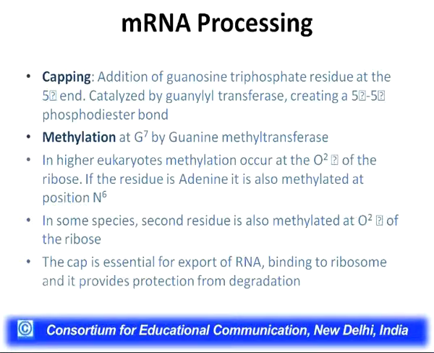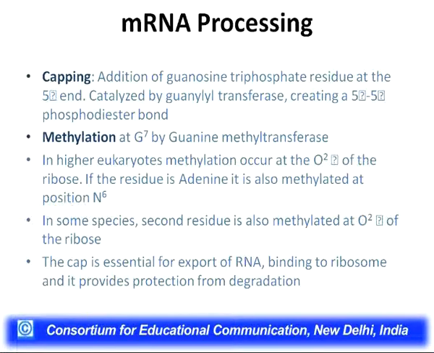In some species, it is seen that the second residue of the original primary transcript is also methylated at the second oxygen of the ribose. So, these are the modifications which the primary transcript undergoes in conjunction with the addition of cap at the 5' end.